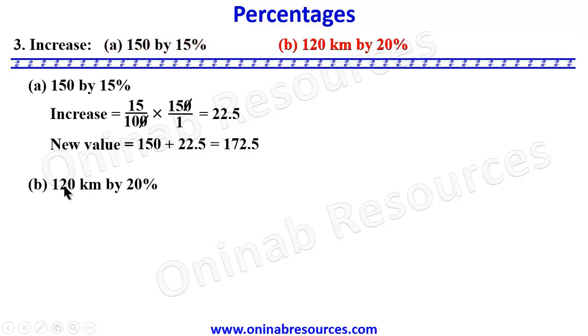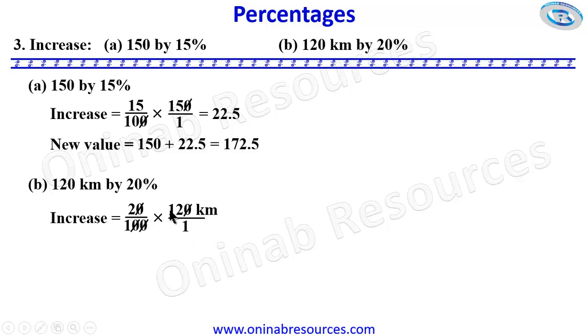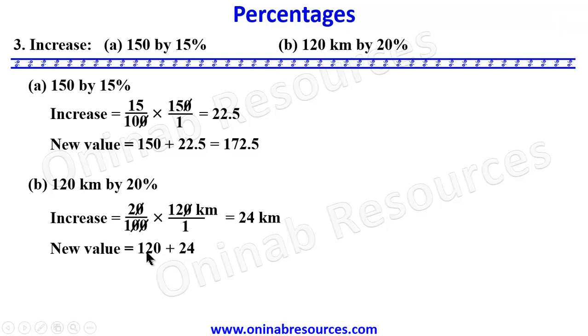We then go to B part of the problem. For B, we are to increase 120 kilometers by 20%. So we find the increase, which is 20 over 100 times 120 kilometers over 1. This 0 goes with this 0. This 0 here goes with this 0. We are then left with 12 times 2 to give us the increase as 24 kilometers, so that the new value after increasing by 20% becomes 120 plus 24, that's in kilometers. Summing them up, we have 144 kilometers. So that's all for problem 3.